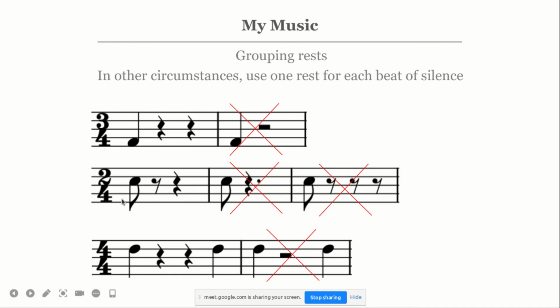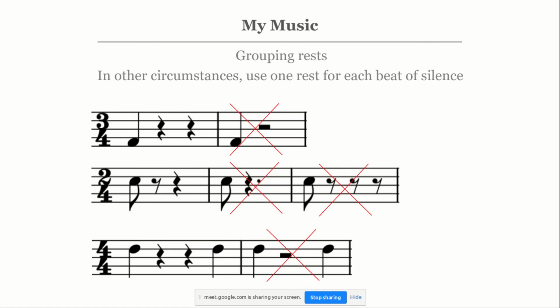In this 2/4, you can see the first beat is the quaver and the semiquaver rest, and the second beat is the crotchet. So you could ask yourself, why not do a dotted crotchet here? It's because a dotted crotchet is more than a beat, and in other circumstances, we use one rest for each beat of silence. So when you use a dotted crotchet rest, then the first beat will end in the middle of the rest, which is wrong. We should be able to clearly see the beat.